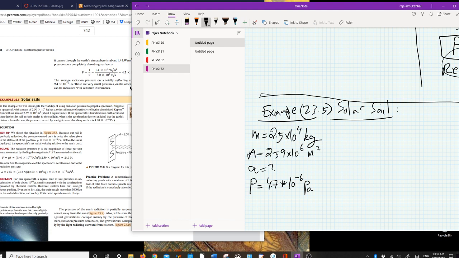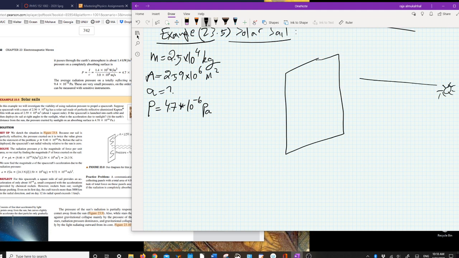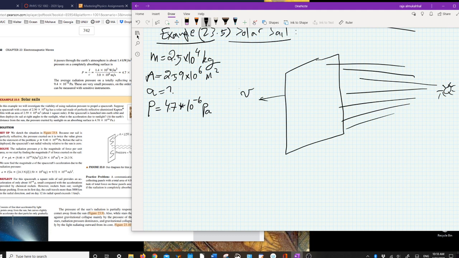Now, so how do we do this problem? Let me make it a little bit bigger, move it a little bit up here. So basically what you have here is the solar sail. Think of it like, let's turn it into a square or something just for simplicity. And here is the sun right here, right? And so you get the radiation, the electromagnetic waves on it like that. And then as a result of that, the sail is moving in this direction. That's the direction of motion, and it's accelerating, you see what I'm saying? So I want to know what is the acceleration, okay?